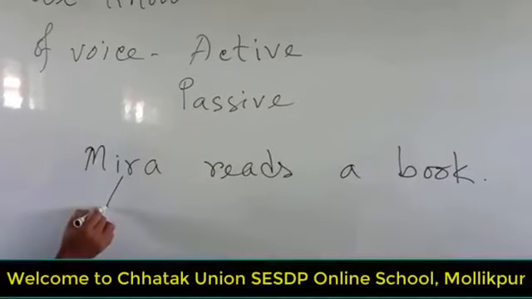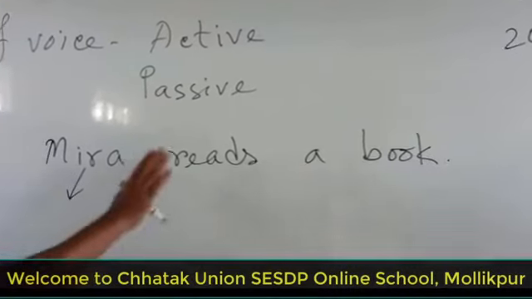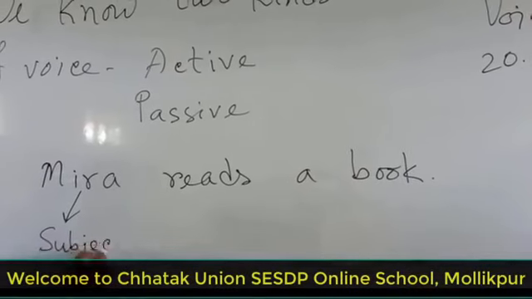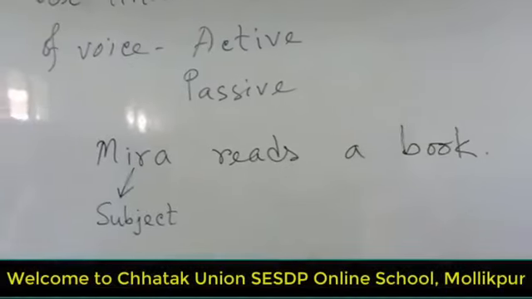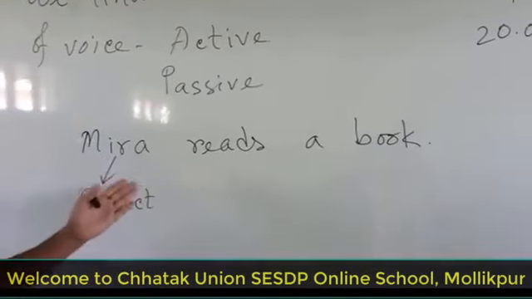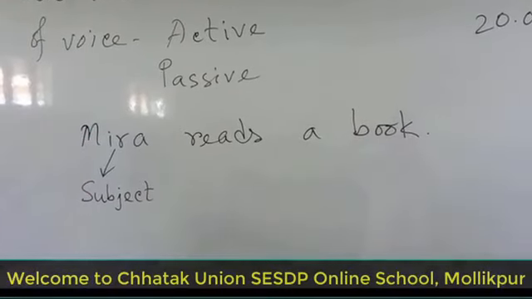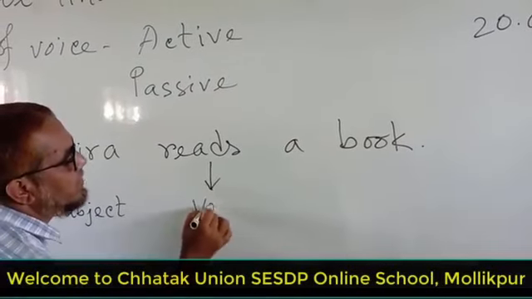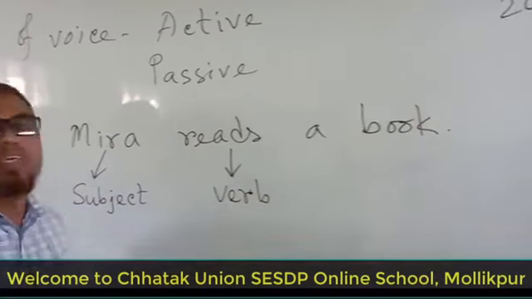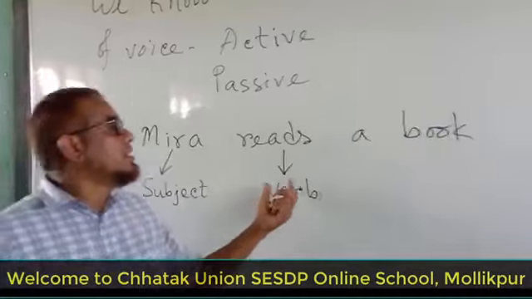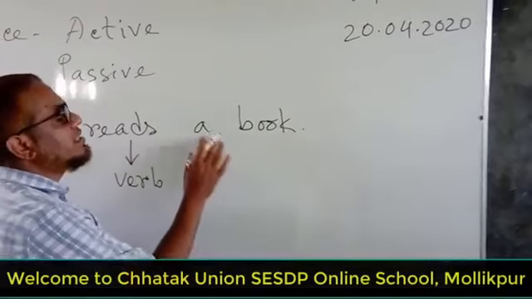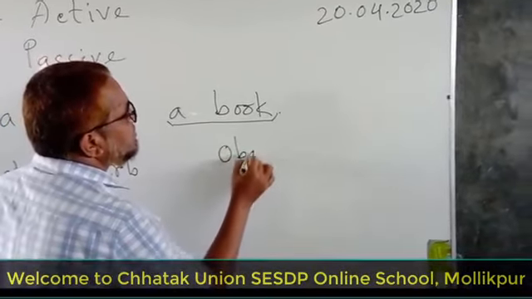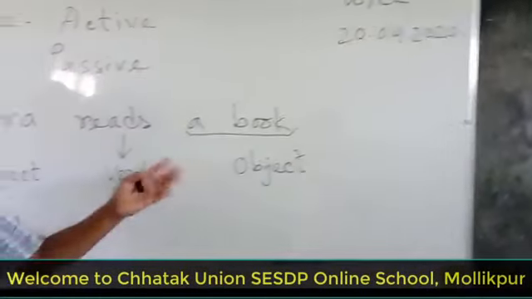Here, Mira is doing the action. She reads a book. We have written that she reads a book. Mira is the subject who is doing the work, and we call it subject. That is, Mira reads a book. Mira is subject. She reads a book. That is, read is a verb. What does she do is verb. What does she read? She reads a book. A book is object.